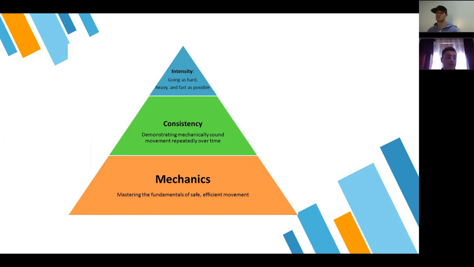And finally, once this has been achieved, you can add intensity. So intensity comes in the form of more repetitions, bigger load, i.e. heavier weights, or increased speed. However, this should never be added, obviously, until the base of the pyramid is more secure.